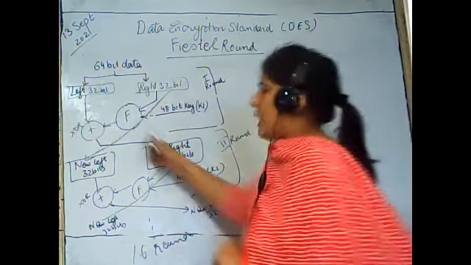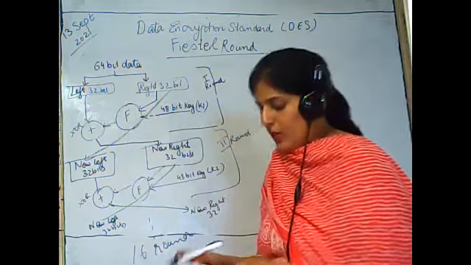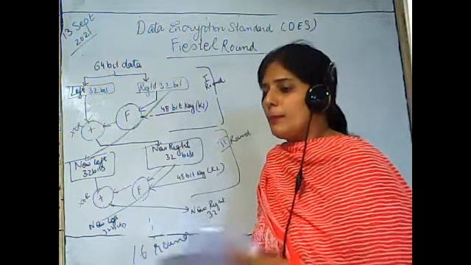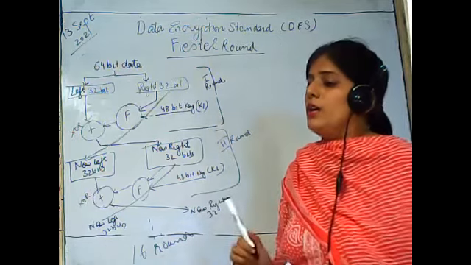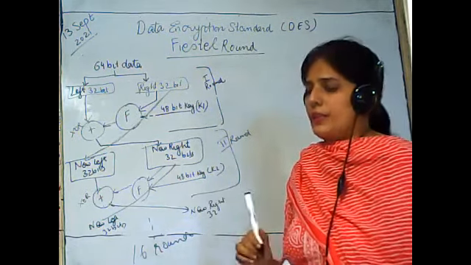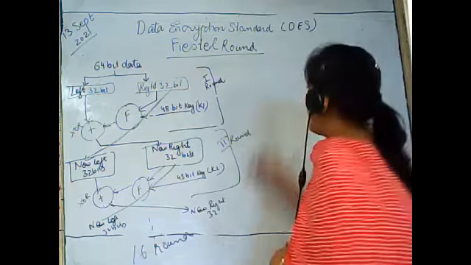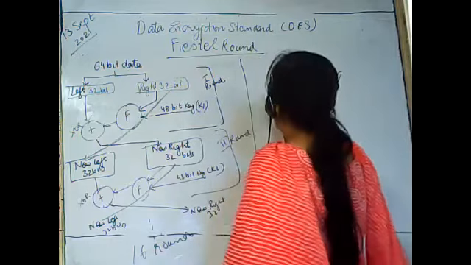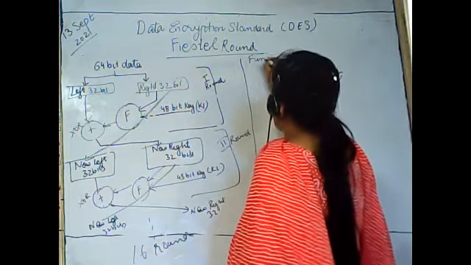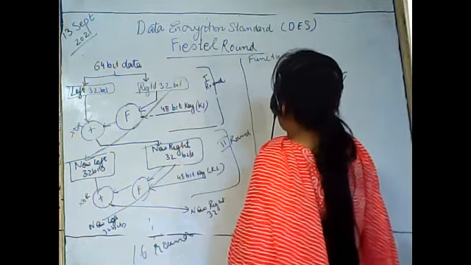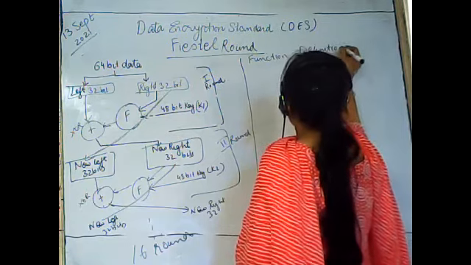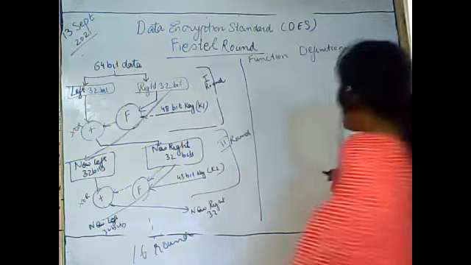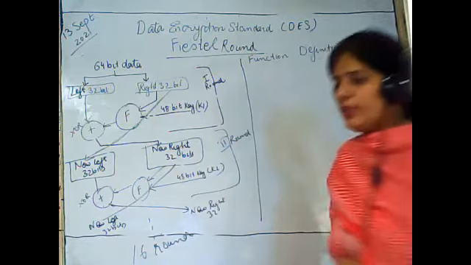Now, what is this F part over here? We will discuss one by one the components used in this Feistel round, which is one of the important parts of the Data Encryption Standard. First of all, we will define the term, that is function definition. For your convenience, I will again repeat these points.